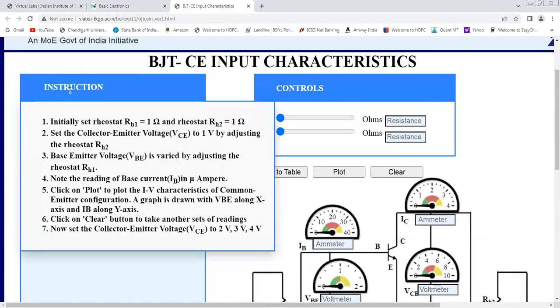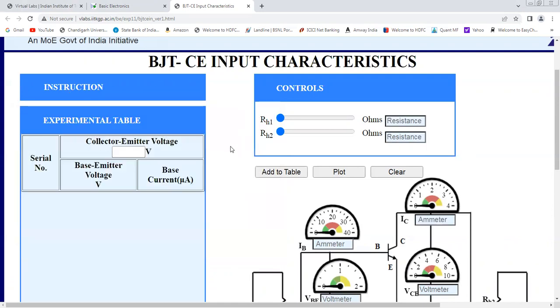Here you will see instructions are given. Seven instructions are given, and you are going to follow them one by one. Then you will be varying the voltages and currents, and accordingly you will get the output. Here is the collector-emitter voltage, and this is the table where the different readings will be shown.